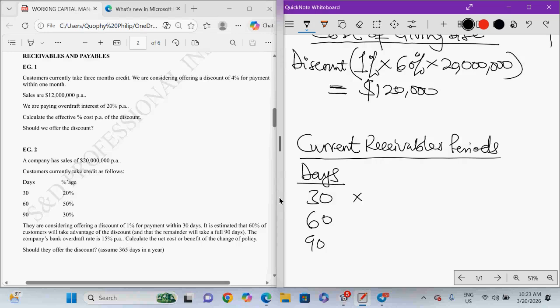So now, we are told that these 30 days would attract what? 20%. So 20% will give us how much? So this will also attract what? 50%. And then this would attract what? 30%. So what is the number of days for each of them? We're looking at the average collection period.